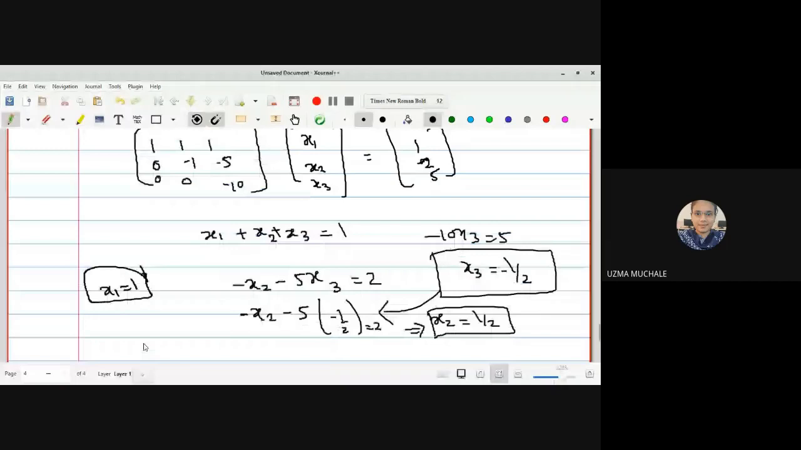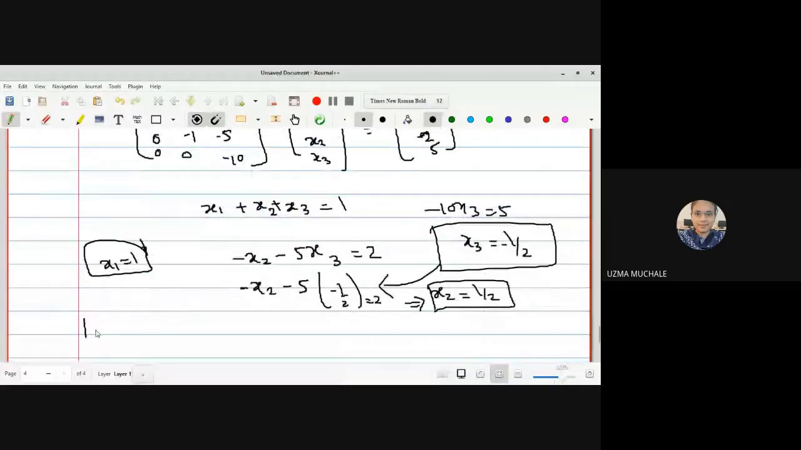Let us put in our first equation. x1 is 1 plus x2 is 1 by 2 plus x3 is minus half, which is equal to plus half minus half get cancel, 1, which is equal to the required answer 1, and hence we can say that whatever the system we have solved by using LU decomposition method is correct.